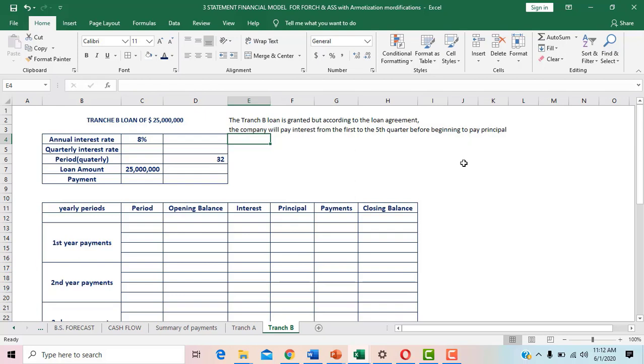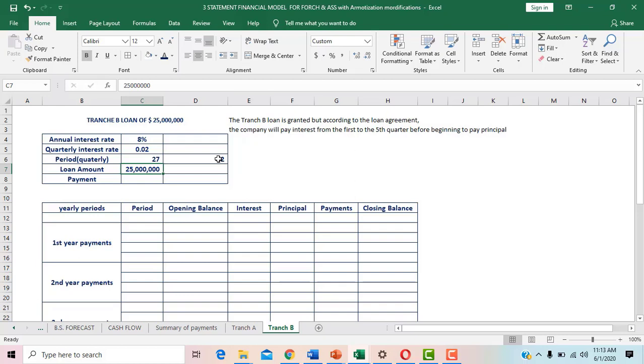We start by determining the quarterly interest rate, which is equal to 8% divided by 4. And it gives us 0.02. Now, we need to know how many periods we are going to be paying interest as well as principal, which is going to be equal to the 32 period minus the 5 period we are just going to be paying interest rates. So we have 27 periods that we are going to be paying interest rates as well as principal.